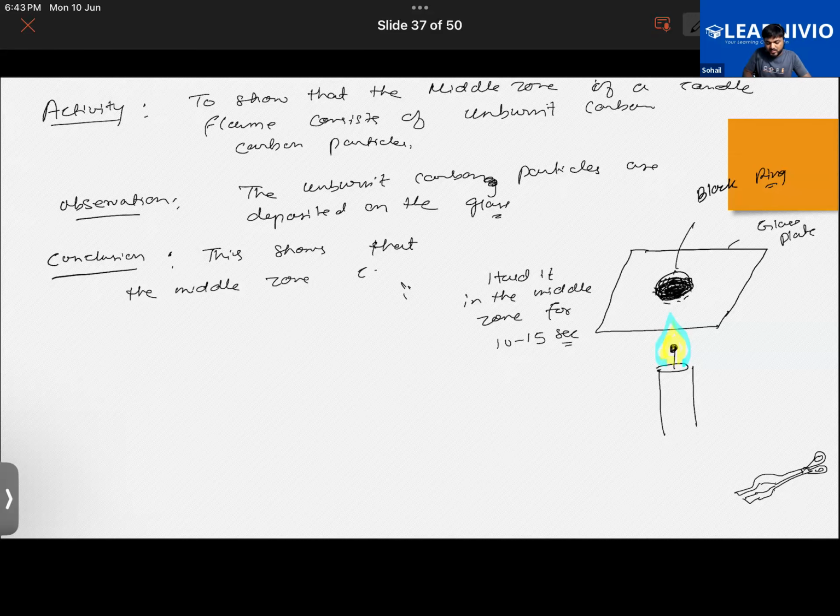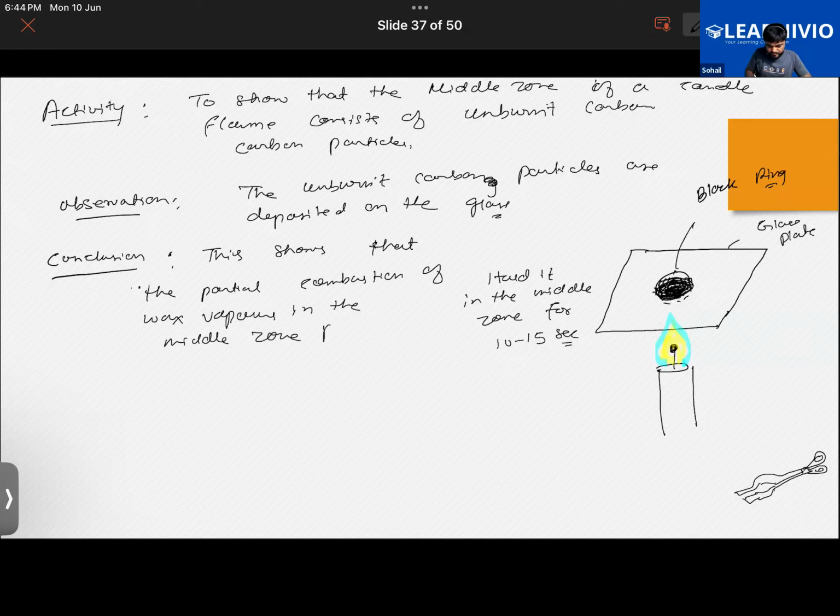Middle zone. This shows that the partial combustion of wax vapors in the middle zone produces unburnt carbon particles.